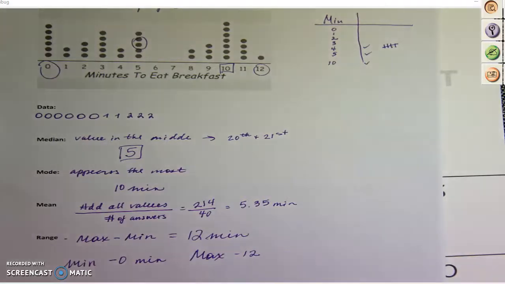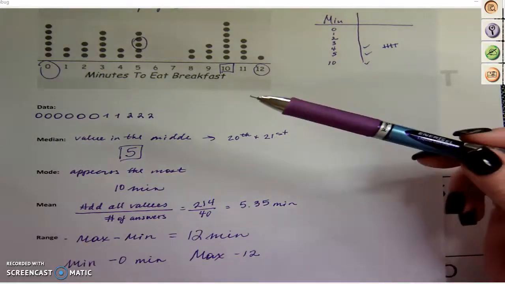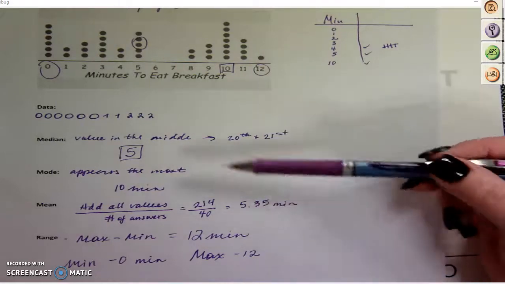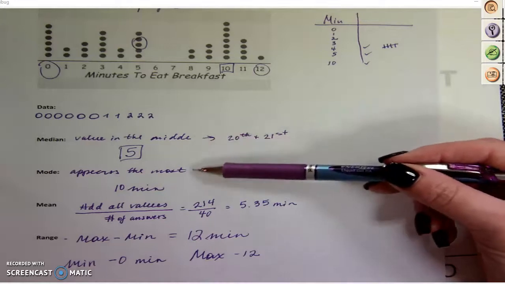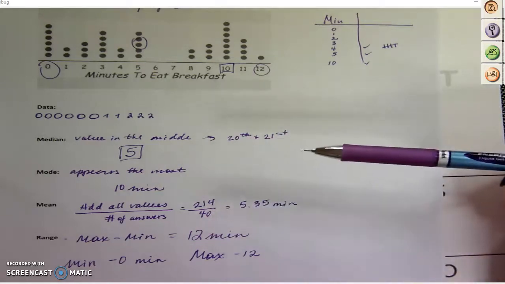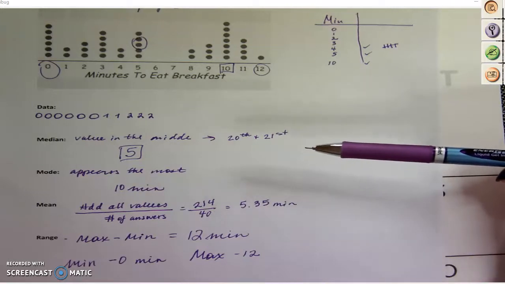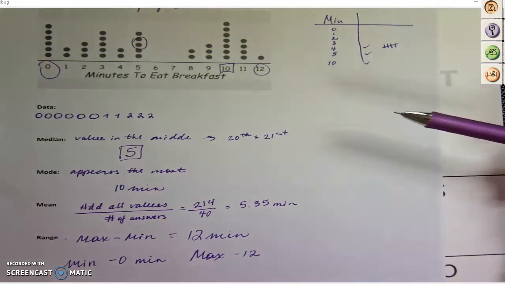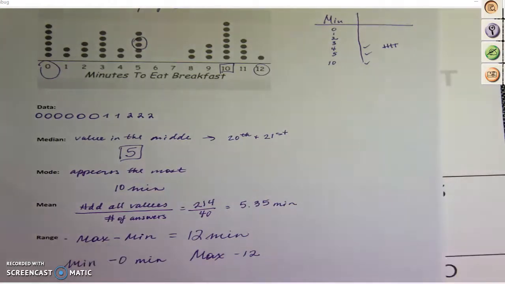Mean is the most labor intensive. So if you ever have to compare something in your graphs, try to focus on the other values that are a little bit less labor intensive before you compare mean. I'm trying to make sure you're working smarter, not harder. And the range is the difference between maximum and minimum values.